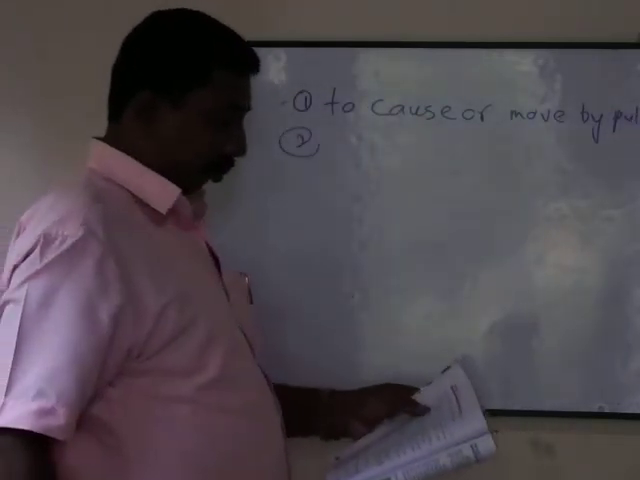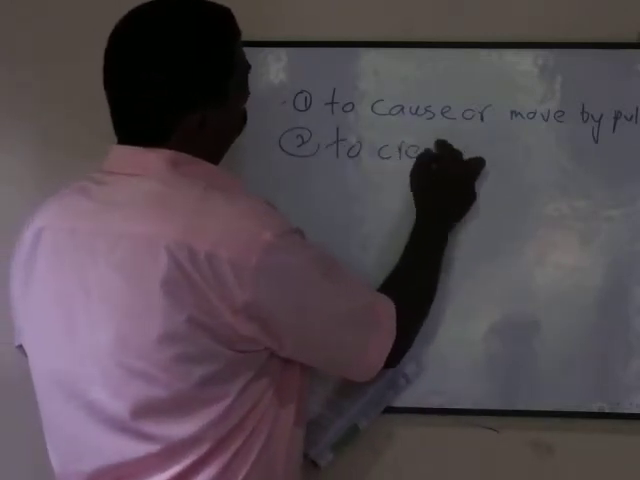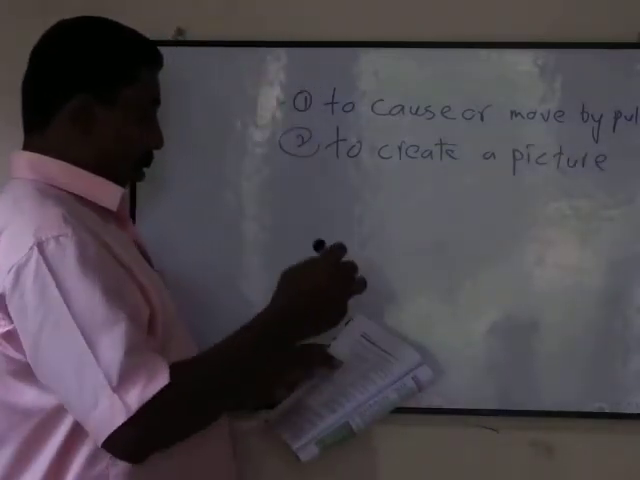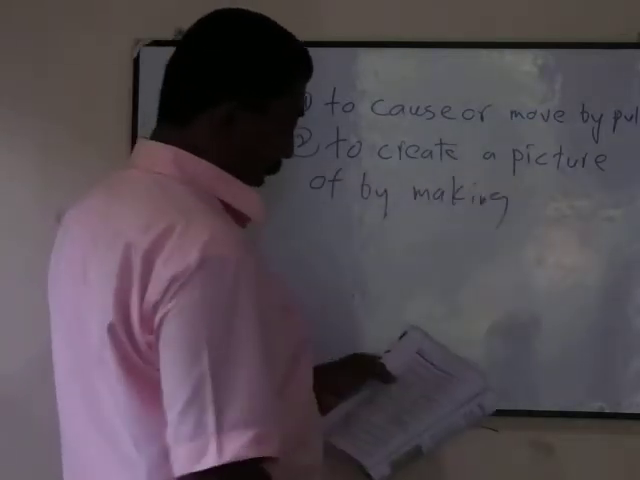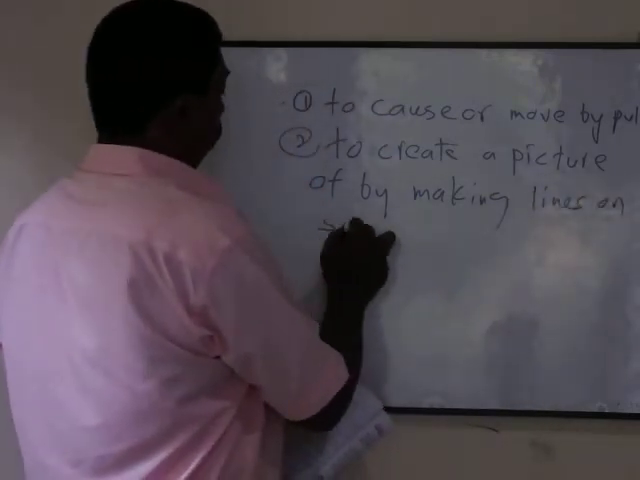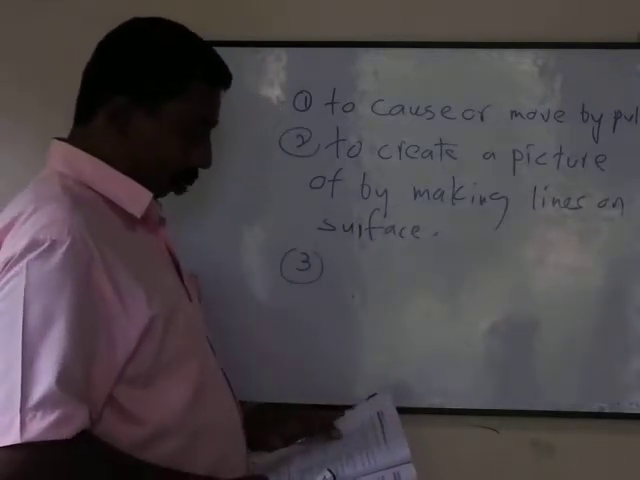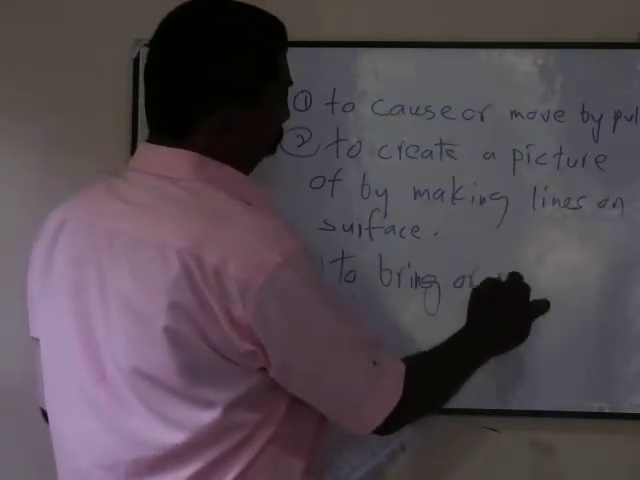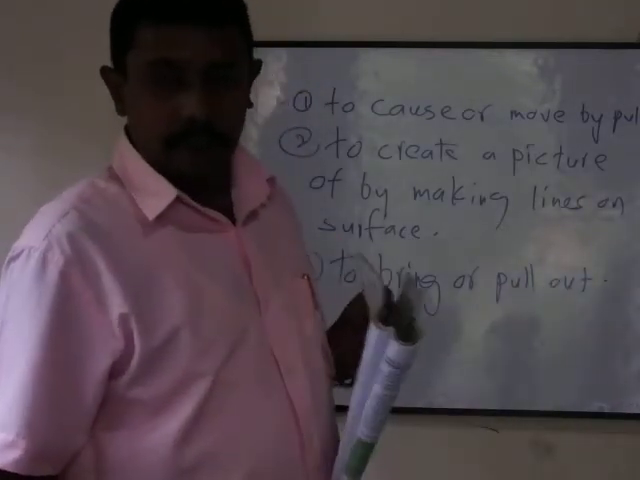Second, to create a picture, to create a picture of something by making lines on a surface. Three, to bring or pull out. Three meanings. You can also find some other meanings there.